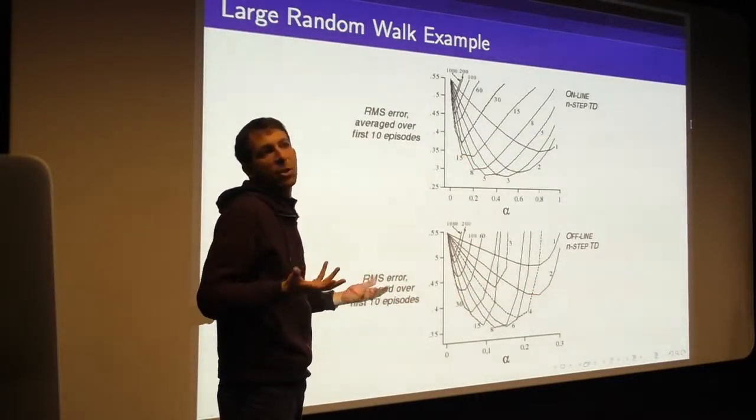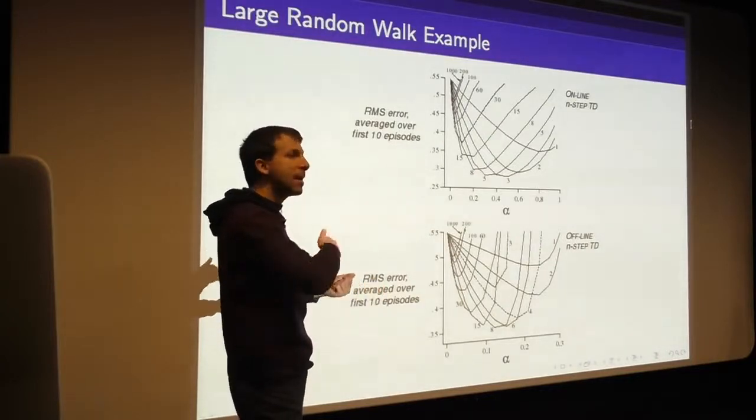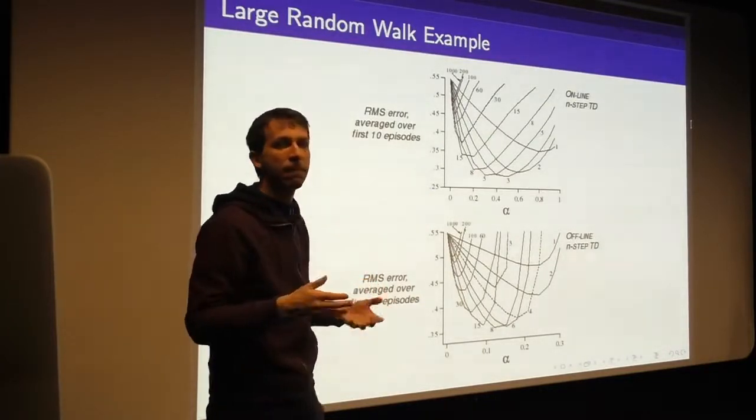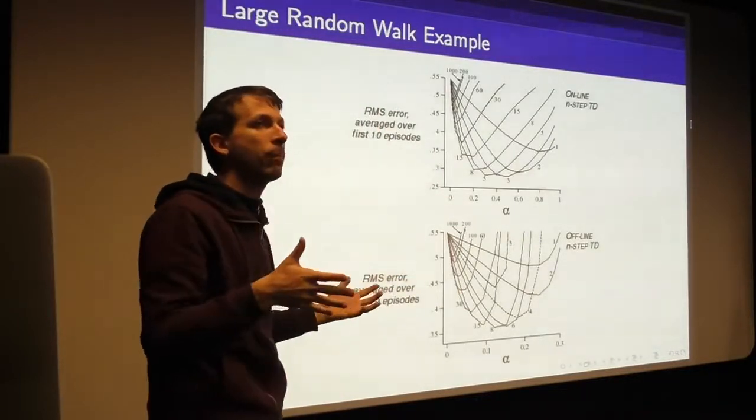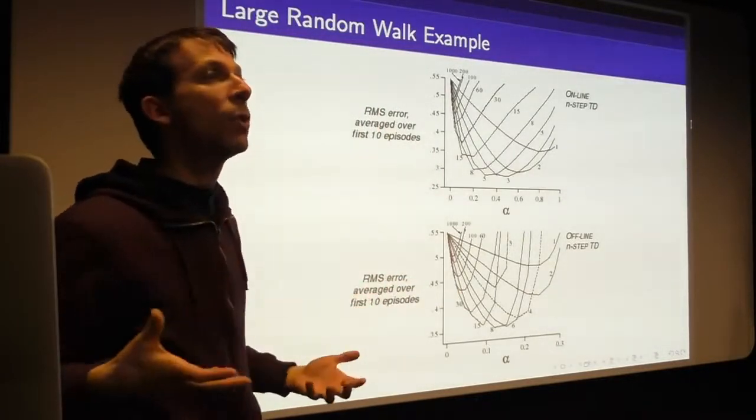We want algorithms which are robust across many different n's. And so what we're going to do is try and come up with an algorithm which gets the best of all n. That's the goal: to efficiently consider all n at once.